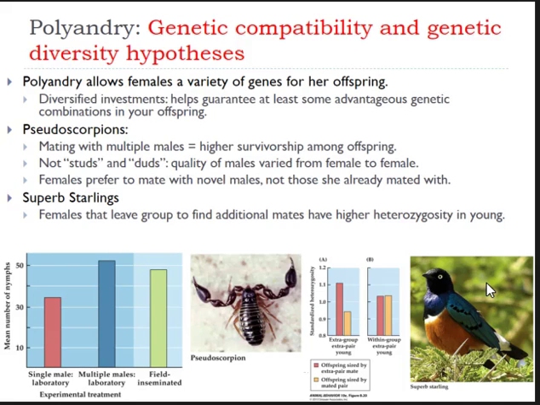Superb starlings. Here's another bird. This picture always looks like a fake bird to me, but that is a real thing. What they found is that females that go off and leave their group, so these birds live in these social groups, and some females will leave and find additional mates that are outside of their social group. So they'll travel some, spend that energy and time to do so, and then come back. If you track those females that actually do this, they tend to have offspring that have higher heterozygosity.